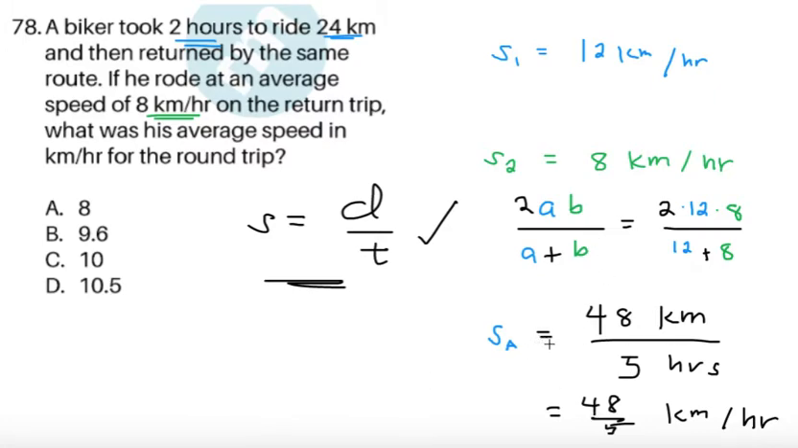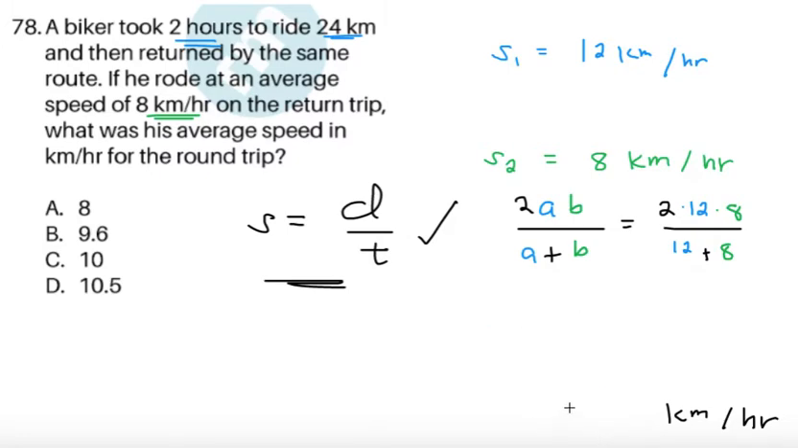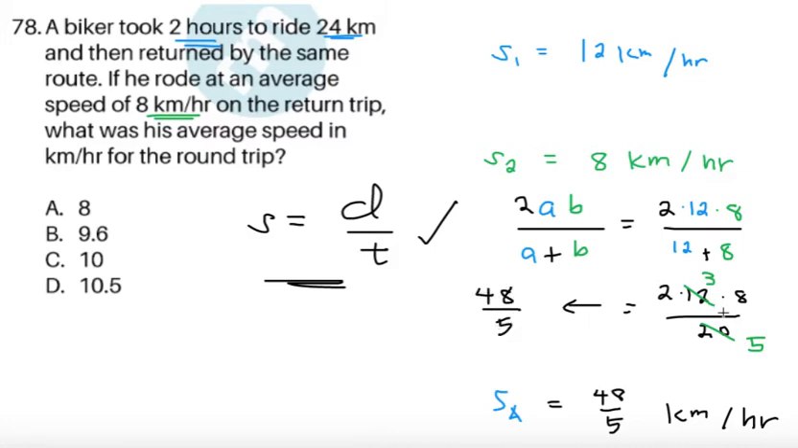From the first way, we got that the average speed is equal to 48 over 5 kilometers per hour. So S sub A is equal to 48 over 5 kilometers per hour. And then for the second method, when we use the harmonic mean formula, we're going to get 2 times 12 times 8, and then we're going to divide it by 20. Now 12 and 20 both have a common factor of 4, so I can put it as 5 here and then 3 here. So 2 times 3 times 8 would indeed give us 48 over 5 as well. So 48 over 5 in both cases.